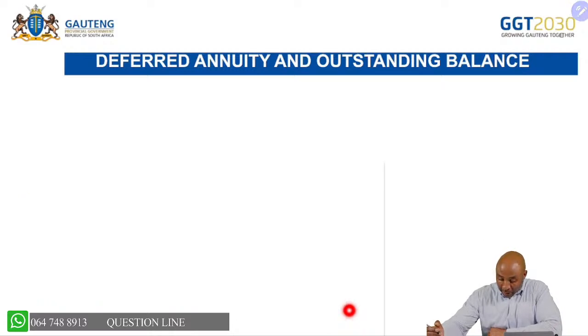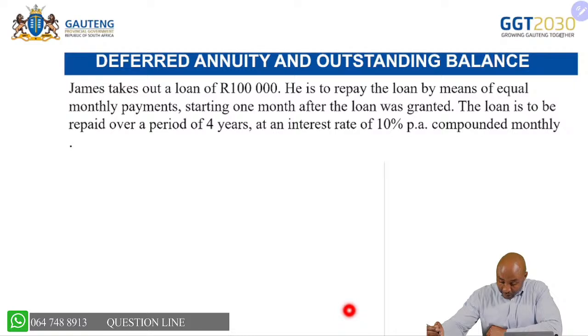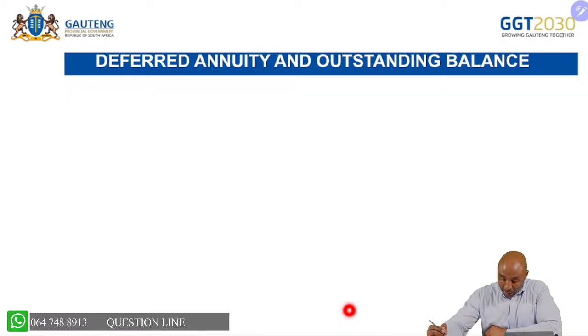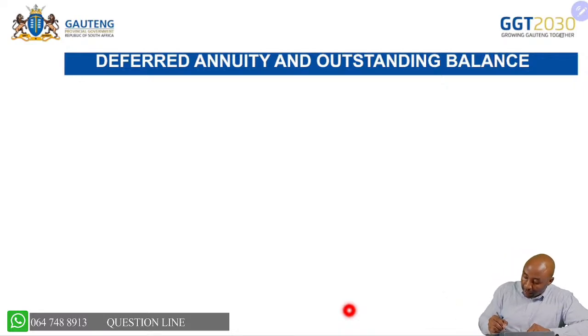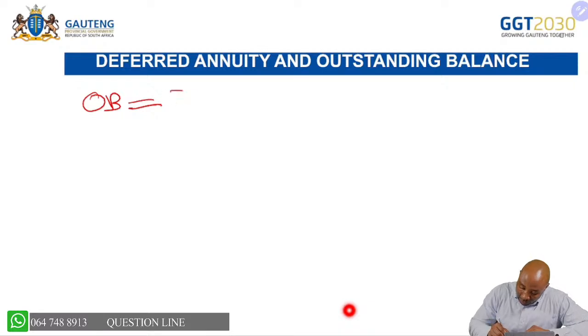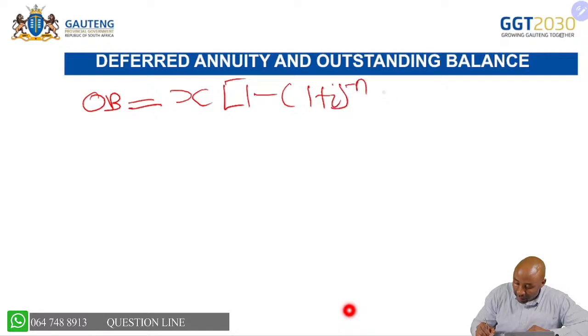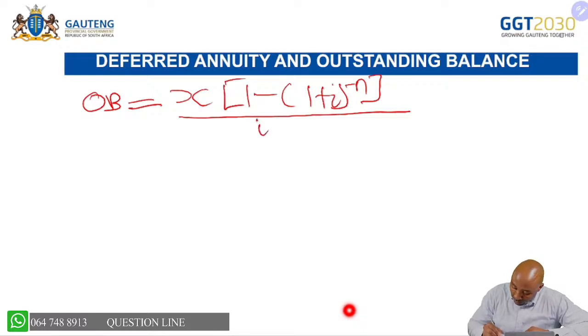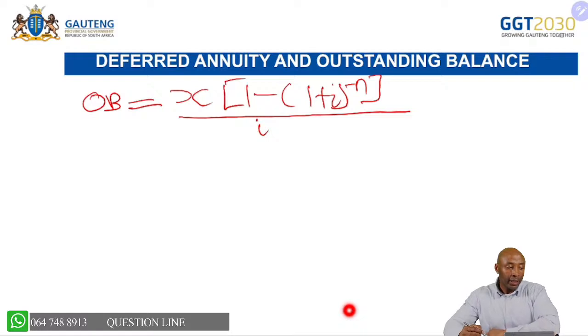I will now use the alternative method to calculate the outstanding balance on that one. Remember, we said outstanding balance is equal to X times (1 minus (1 plus i) to the power negative n), all over i. Remember now, we said n is the number of payments that are yet to be made.